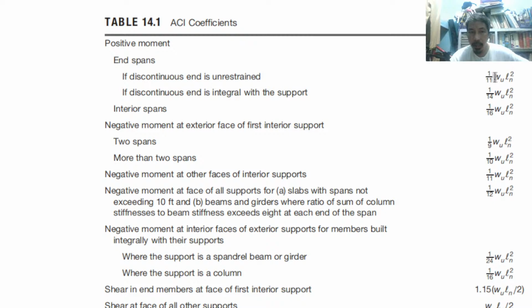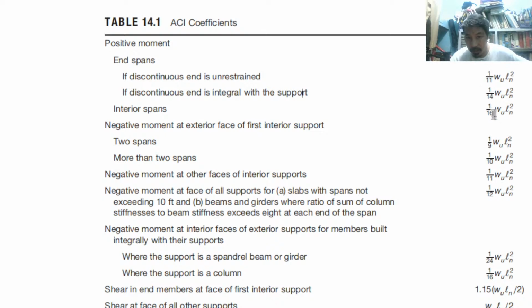Unrestrained, 1 over 12. So the moment will become larger. This is larger. This is smaller. Okay? The greater the denominator, the smaller the value. 1 over 16 is smaller than 1 over 11. So if we have unrestrained, it is bigger.